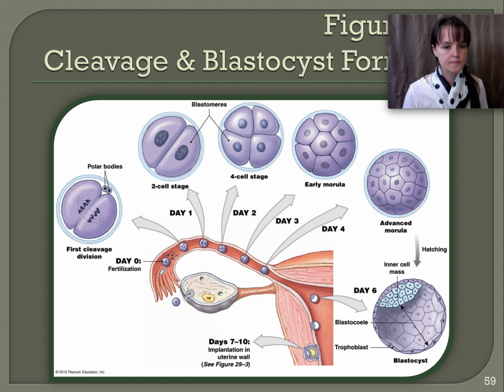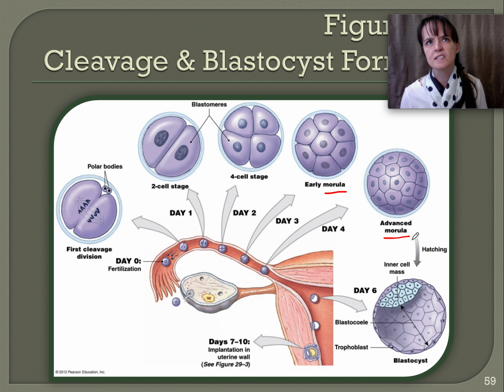We've got a zygote, fertilization, and then a zygote, and then the first cleavage. Each division is a cleavage, and this first cleavage makes 2 blastomeres, second cleavage makes 4 blastomeres. Once you've got a clump of cells, you use the term morula. Morula means raspberry, I think. And that's a clump of cells.